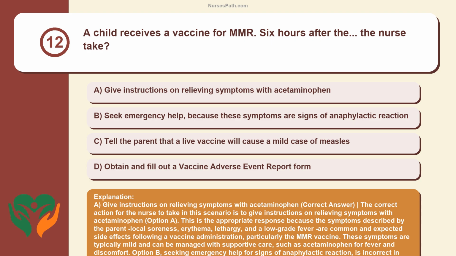From an educational perspective, it's important for nurses to be able to differentiate between common, mild vaccine reactions and more serious adverse events. Understanding the expected side effects of vaccines and how to manage them is crucial in providing safe and effective care to pediatric patients. Nurses should also be able to educate parents about normal post-vaccination symptoms and when to seek further medical attention.